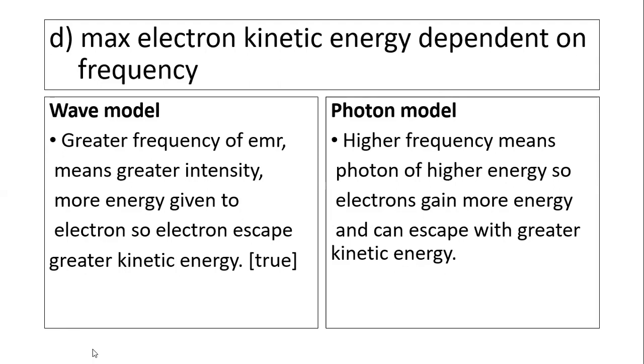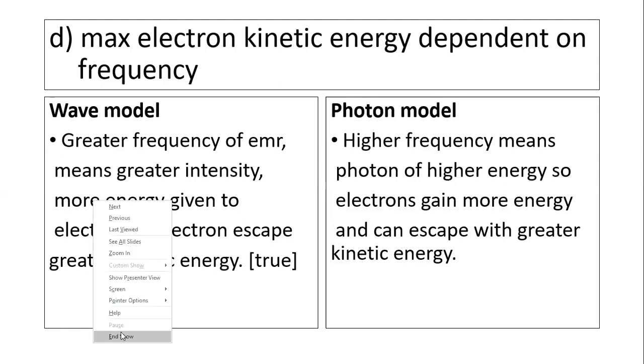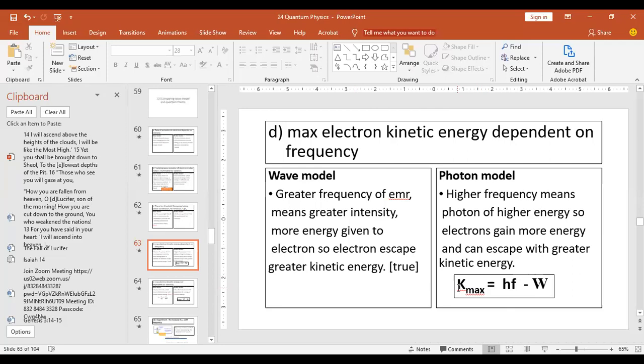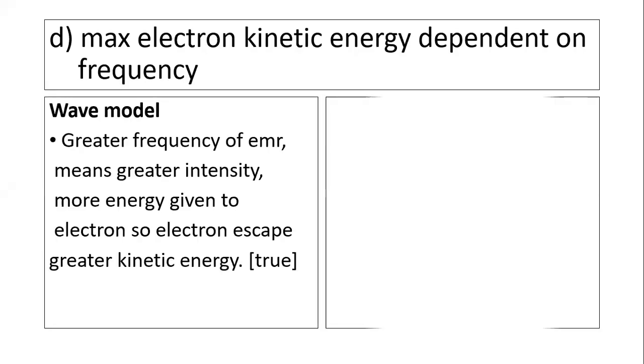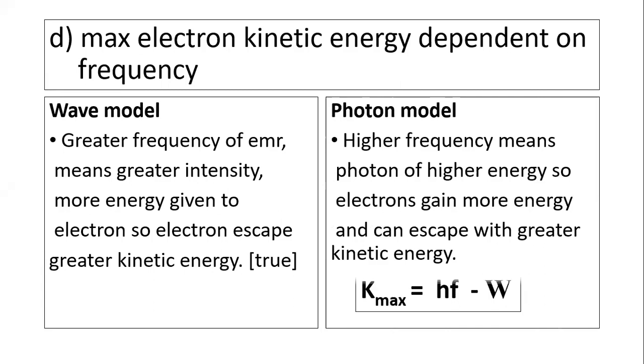Any comment? Yeah, we are just using this formula, that's all. As long as the frequency of the electromagnetic radiation is such that the photon energy is greater than the work function, the electron will escape with maximum kinetic energy. It cannot be any greater than that.